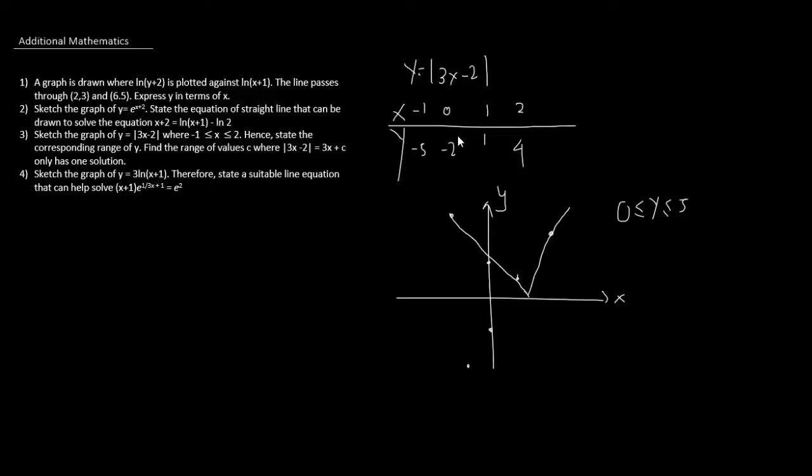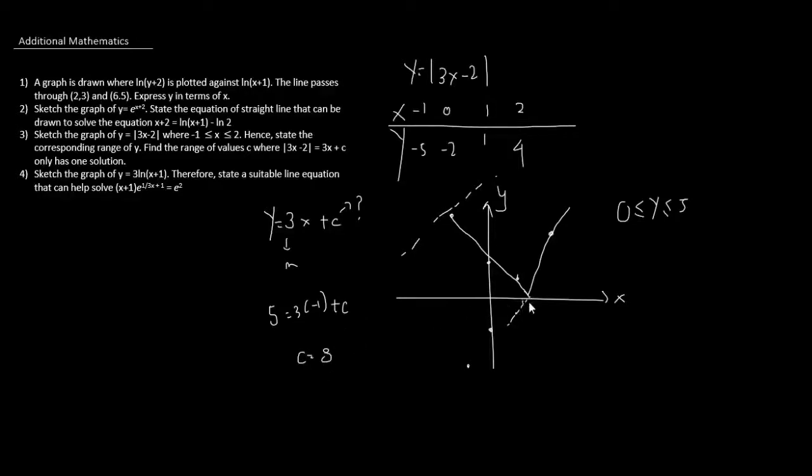Alright, okay. So hence, find the range of values of c, where the absolute value of 3x minus 2 is equal to 3x plus c has only one solution. Right. So the first thing to realize here is that the absolute value of 3x minus 2 is equal to y itself. So we have y equals 3x plus c. And it only wants us to find one solution, so we know that it will be somewhere like this, and also like this, right? Okay, so the first thing to realize is 3 is the gradient, and c is unknown, right? And so if we take this coordinate right here, which is -1, 5, we have 5 equals 3 times -1 plus c. Therefore, c is equal to 8.